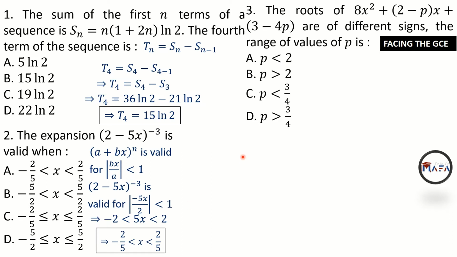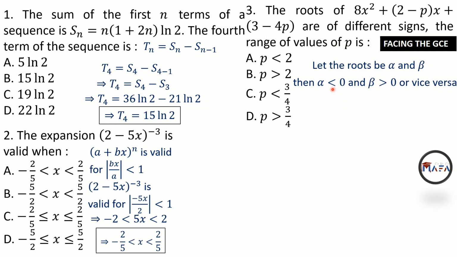Alright, so let's move on to question 3. It reads: the roots of 8x squared plus 2 minus p times x plus 3 minus 4p are of different signs. The range of values of p is. First of all, let's say the roots are alpha and beta. If the roots are of different signs, then we have two cases. Either the first root, maybe alpha, is negative and beta is positive, or vice versa, meaning alpha is positive and beta is negative.